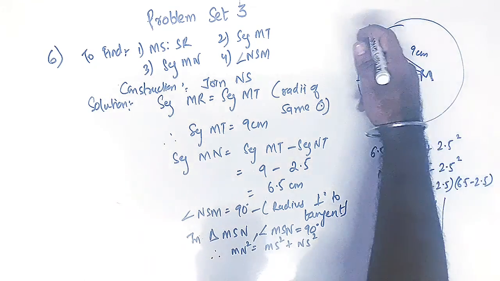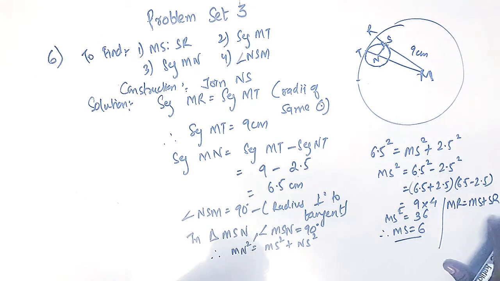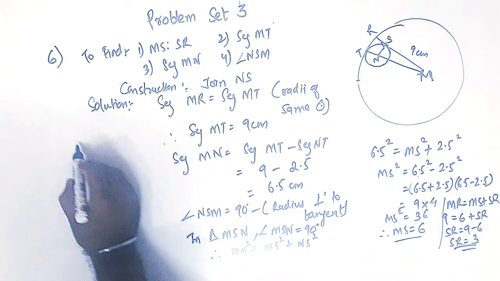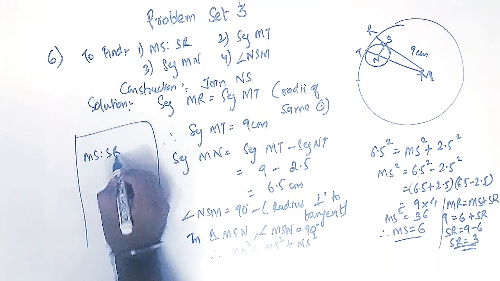Because we know that MR is equal to MS plus SR. Okay, are you getting this? So 9 is equal to MS, which is 6, plus SR. So SR is equal to 9 minus 6, so SR we got 3. Okay, now it is very simple to find what MS is to SR.